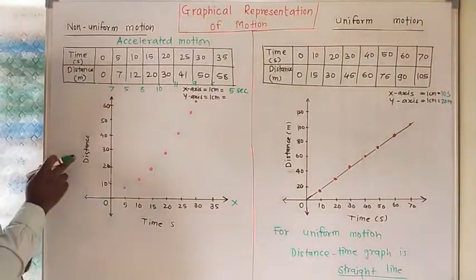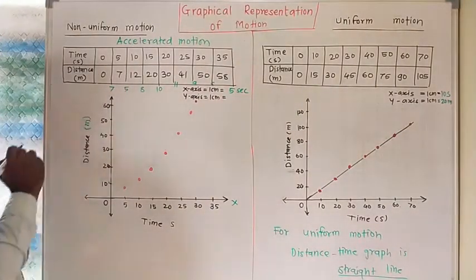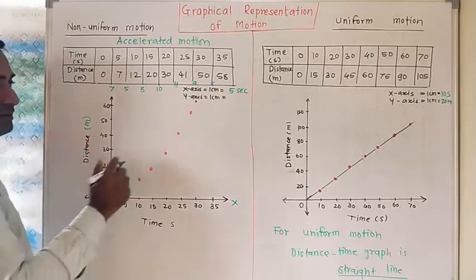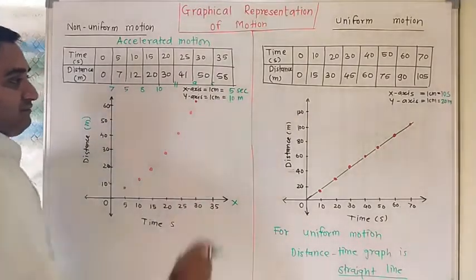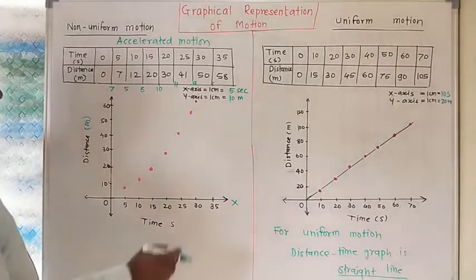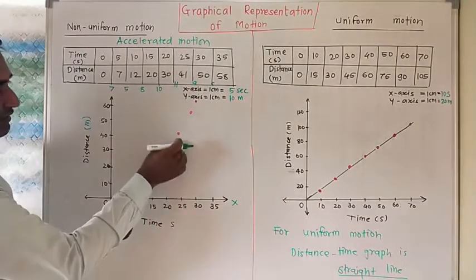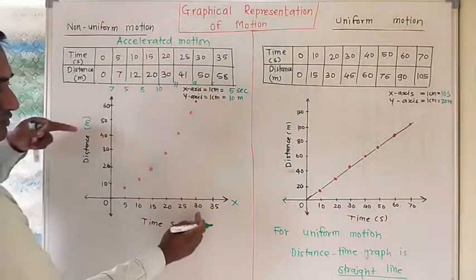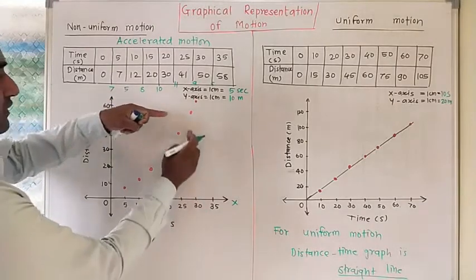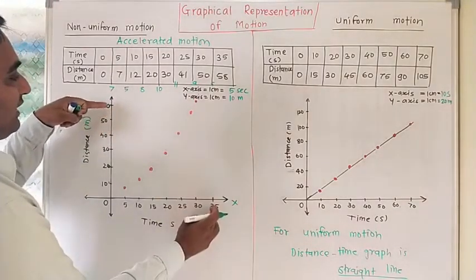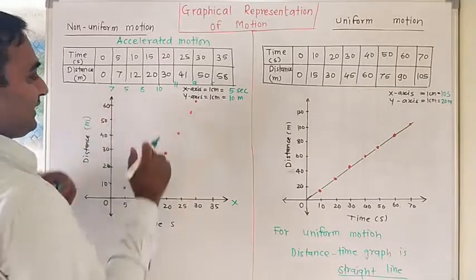And on the y-axis we have considered distance, which is in meters. So 1 centimeter is equal to 10 meters. That distance we have considered. Okay, now at 25 we are getting 41. So at 30 we are getting 50. And lastly at 35 we are getting 58, a little below that one.